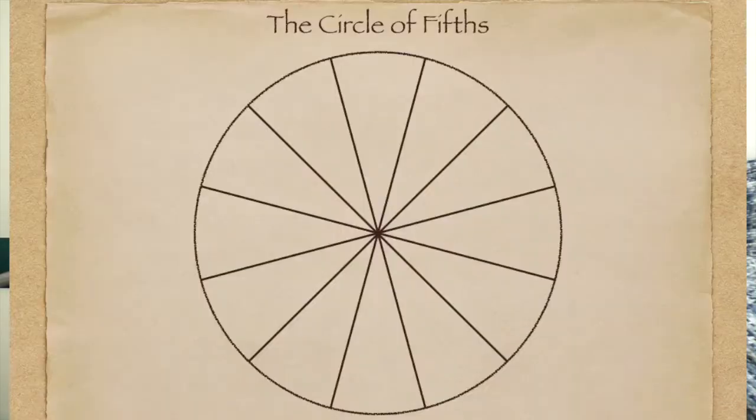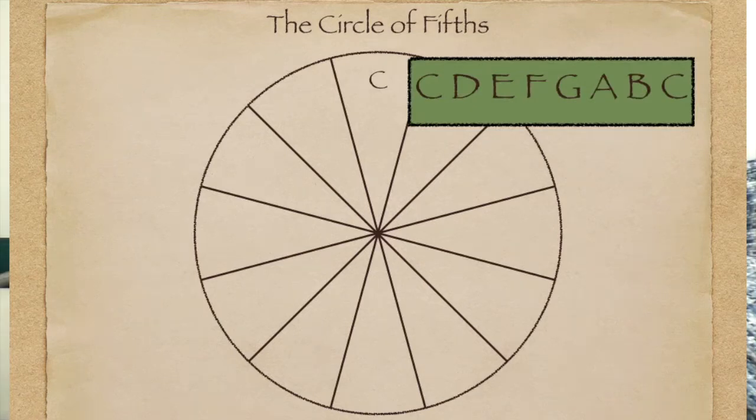Okay, right at the very top, we have the key of C major. This is a key that on a piano only uses white coloured keys. It uses C, D, E, F, G, A, B, and then it lands on C again. It doesn't have any sharps or flats in it.